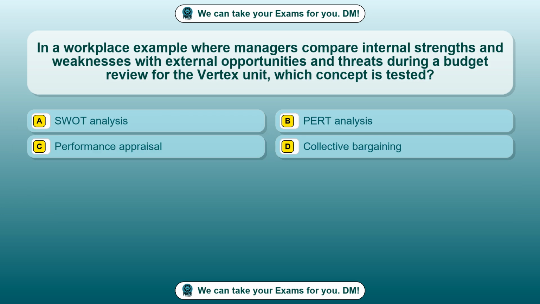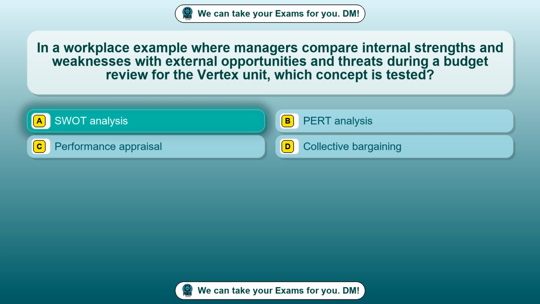In a workplace example where managers compare internal strengths and weaknesses with external opportunities and threats during a budget review for the Vertex unit, which concept is tested? Option A, SWOT analysis. Option B, PERT analysis. Option C, performance appraisal. Option D, collective bargaining. The correct answer is option A, SWOT analysis.